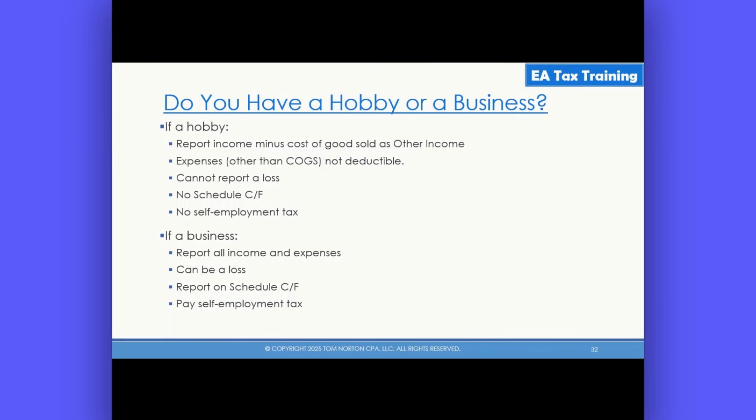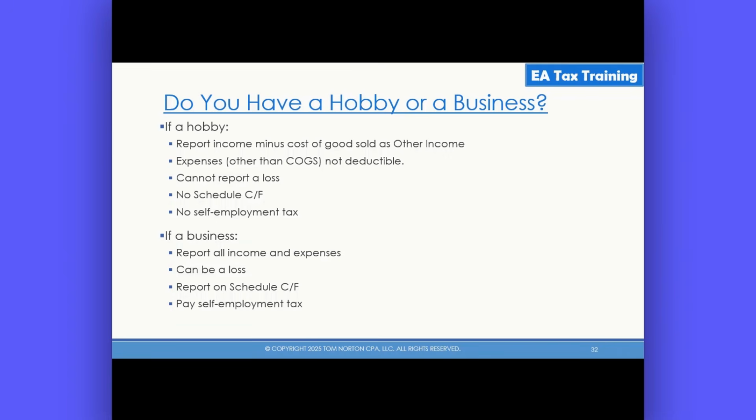If you have a hobby, you're going to report your income minus your cost of goods sold as other income on your personal tax return. Other expenses you are not going to deduct. And you cannot report a loss from a hobby. You would not use Schedule C or Schedule F, and you do not have to pay any self-employment tax on any profits that you have from that hobby.